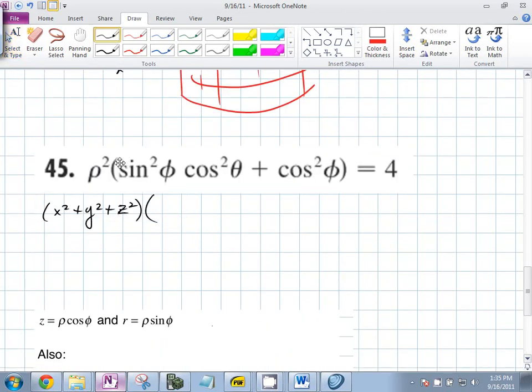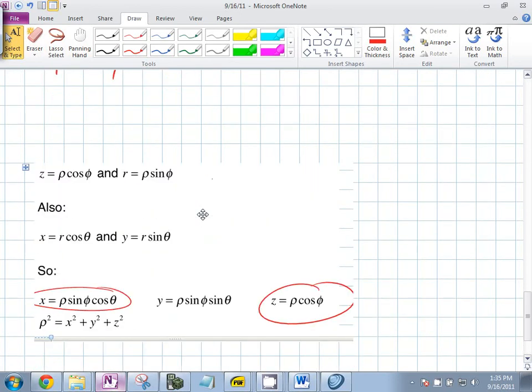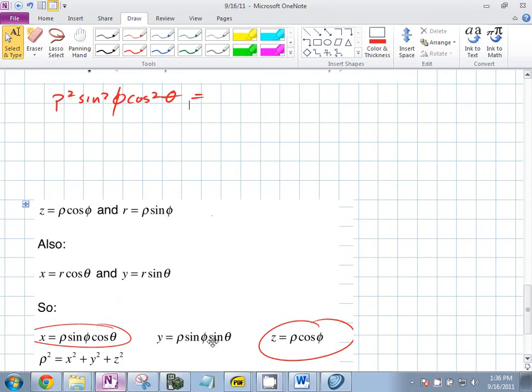I never said we weren't going to do this wrong, but if we actually distribute this first, what is rho squared sine squared phi cosine squared theta? What is that equal to? Is that x squared? Yes, x squared. Isn't it? Oh, I even circled it. I'm sorry, I got lost again.